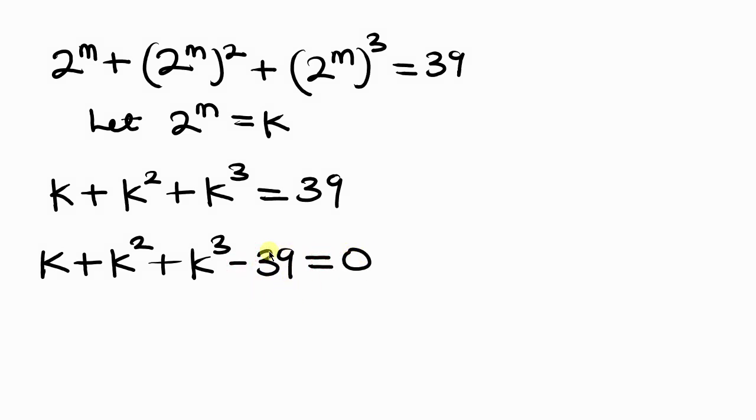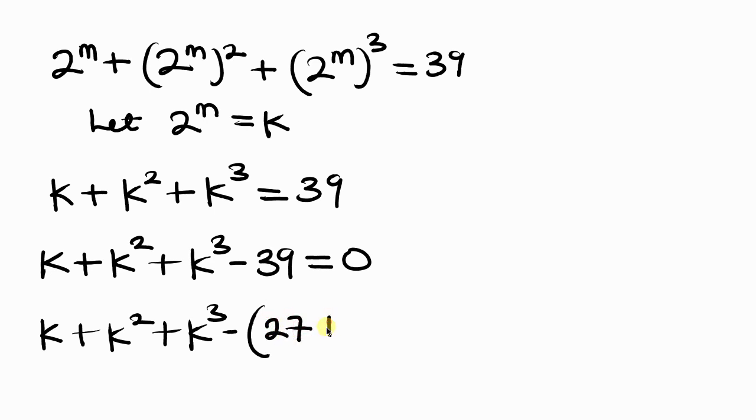Now, this 39 here is not a random number. It can be written as a sum of powers of 3. What do I mean? This is k plus k squared plus k cubed minus. Now, let's write the sum of powers of 3. For example, we have 27 plus, we have 9 plus, we have 3. That is it. This is equal to 0.